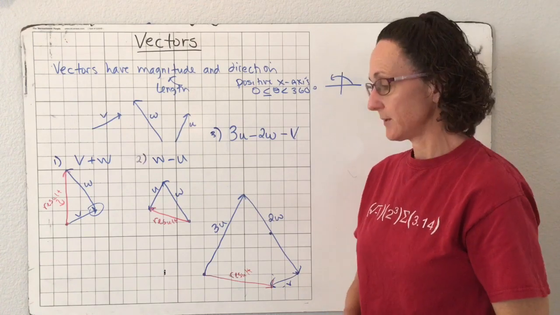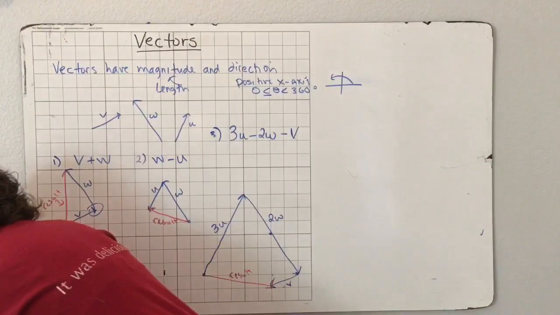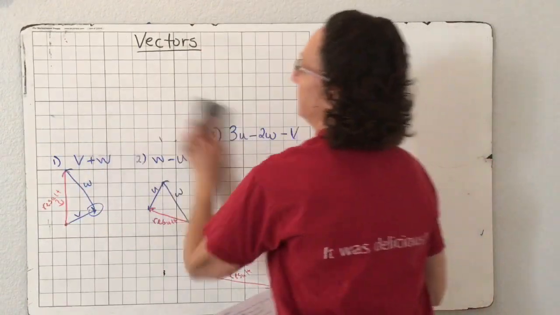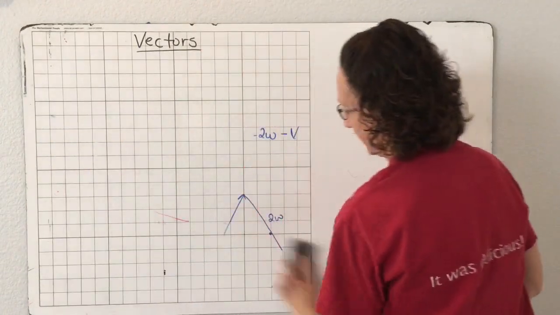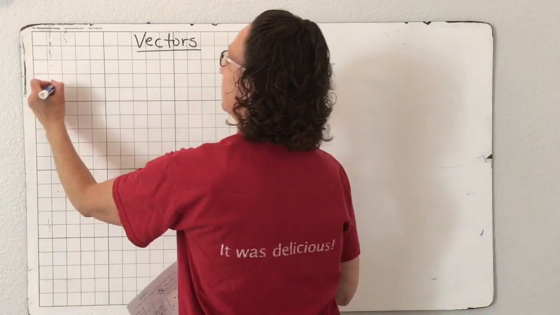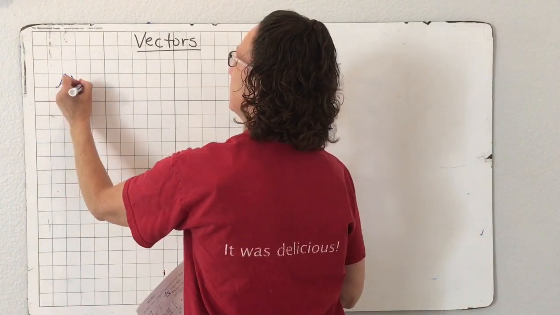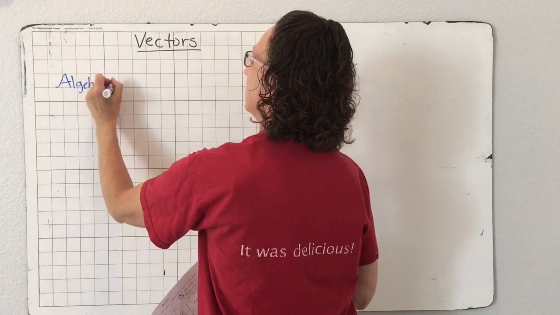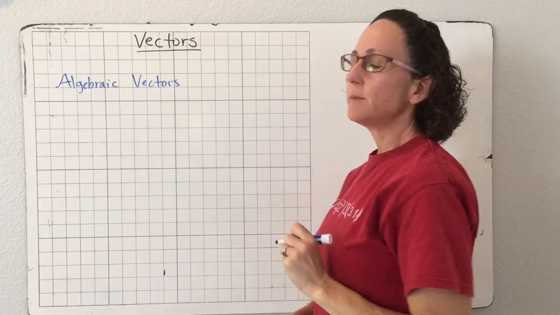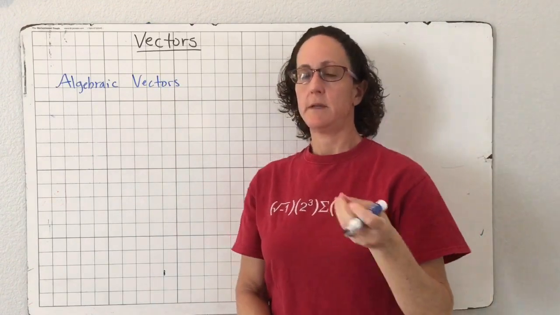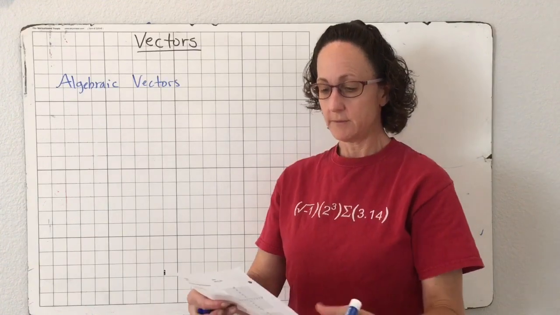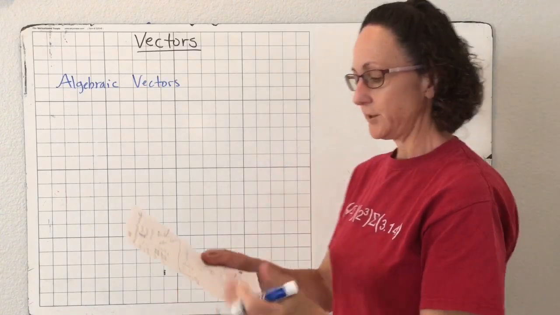Okay, I'm gonna teach you one more thing today. Okay, so this is called algebraic vectors. Okay, so what we want to be able to do is we want to be able to name a vector by how far over it goes and how high up it goes, okay? There's 2 ways to do it.